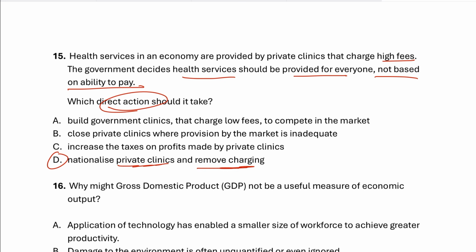Why? Because the strongest direct action we can take is to take the private clinics into public ownership and then remove the charges. This means healthcare becomes directly provided by the state, and access no longer depends on income, because the government will not give access based on ability to pay. Everyone will have that access. So you remove the charging. So nationalize private clinics and remove the charging. That's what makes D for David the correct answer for question 15.